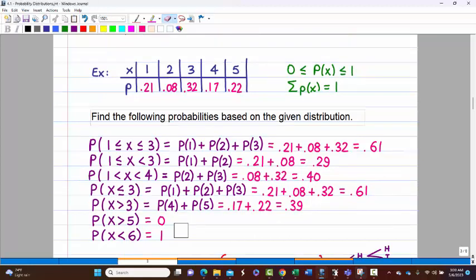And greater than 5. There are no x's greater than 5. That would be 0. Less than 6. They're all less than 6. Add them all up. That probability will be 1.